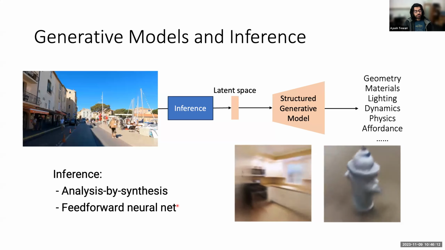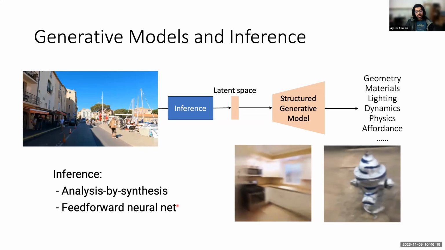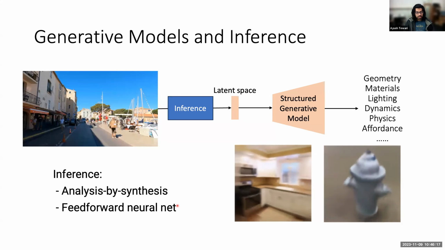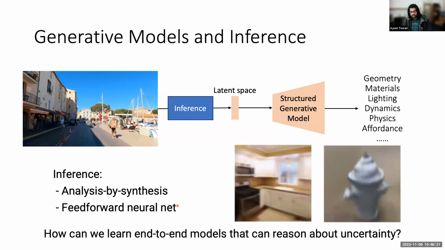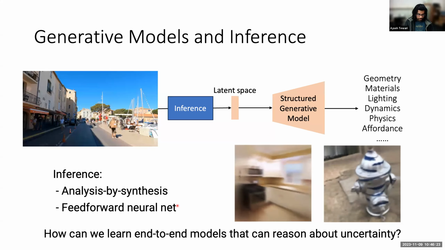So the inference methods that we have both do not really satisfy the constraints that we have. The constraints are that it should be end-to-end learnable on 2D data, and it should be able to model and learn the uncertainties in the problem. So how can we learn end-to-end models that reason about uncertainty?